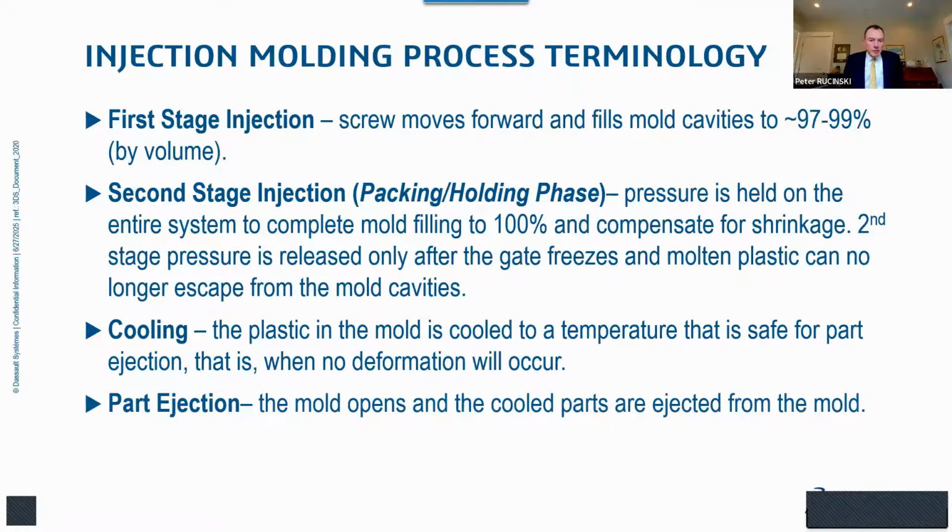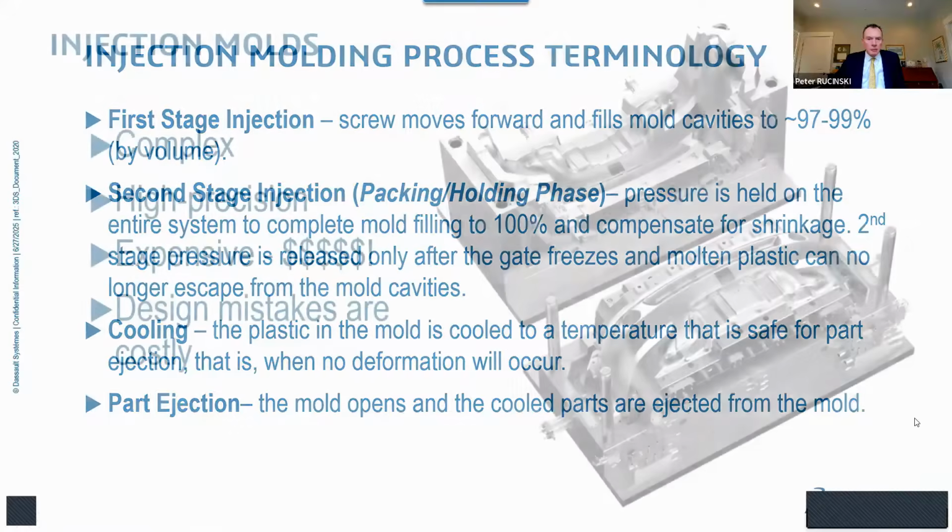Once the parts are cooled to a safe temperature, the mold opens and the parts are often mechanically ejected. They're pushed out by ejector pins. Sometimes they're pushed out by air. Other times a robot comes in and removes the parts from the mold. So that's the basic overview of the injection molding process.